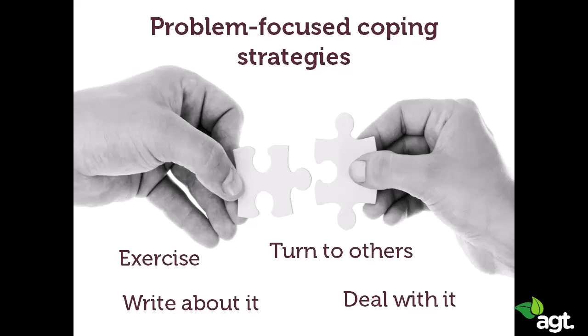The first one that we're going to look at is dealing with it. How can we set goals to deal with problems? The second one is turning to others, to friends and family. Thirdly, we talk about how exercise can be such an important tool. And fourthly and lastly, we talk about expressive writing. Let's look at those in turn.